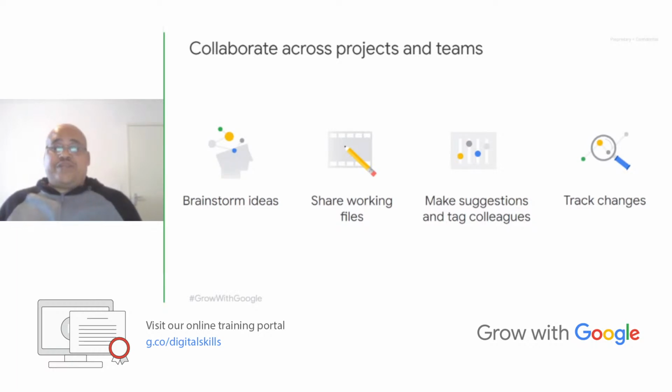there are four basic ways to encourage collaboration across projects and across teams. Firstly, you're going to do brainstorming of ideas. Then you're going to look at how they share working files. Then also you can make suggestions and tag colleagues within the Google Workspace documents and tools. And then lastly, track the changes. So let's look at each of these individually.